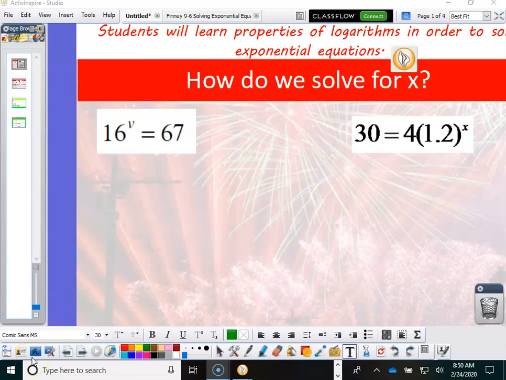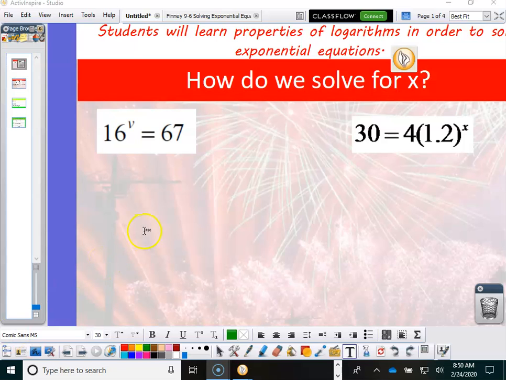Our next station is solving or evaluating. And so this goes back to how we solve exponential equations. The best way I could show you how to solve exponential equations is to go back to our notes that we had on those exponential equations. So the first thing we had was 16 to the v equals 67.